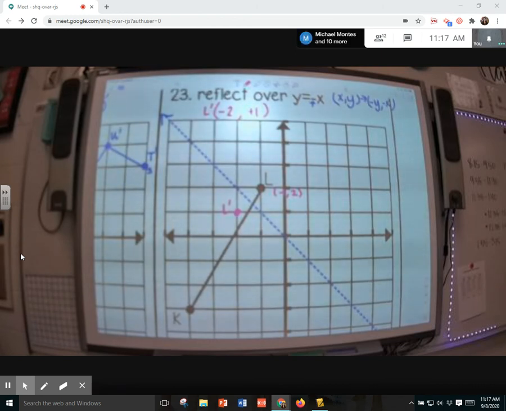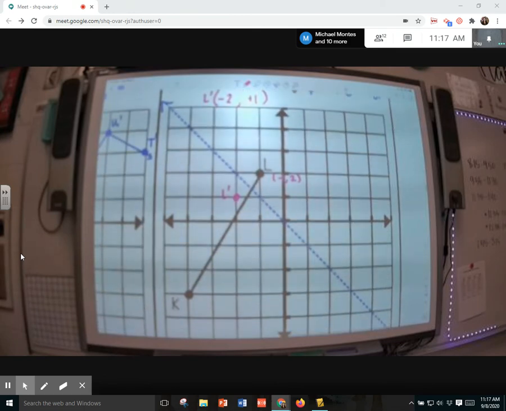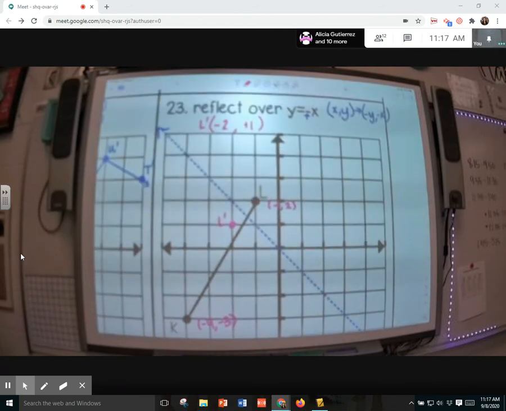Then K is at -4, -3. So I'm going to switch their orientation, so I'll be at -3, -4, but I also have to change their signs, so they'll both be positive. So I'll be at +3, +4.